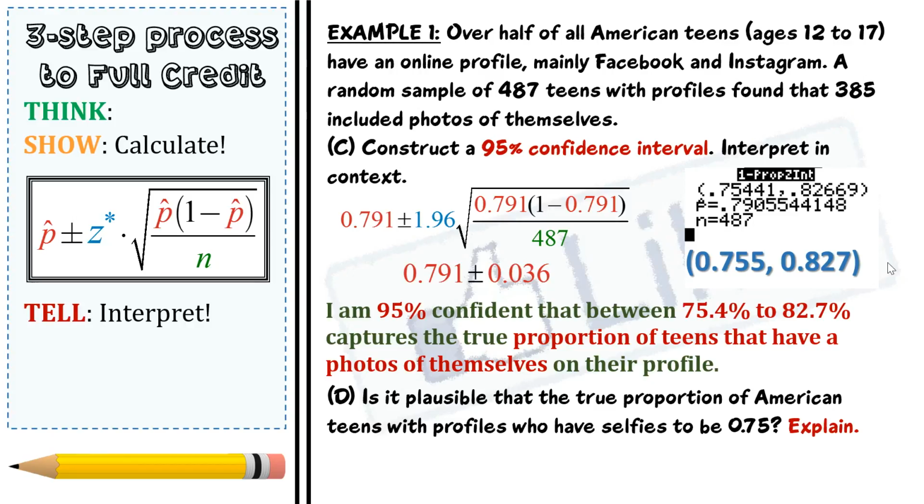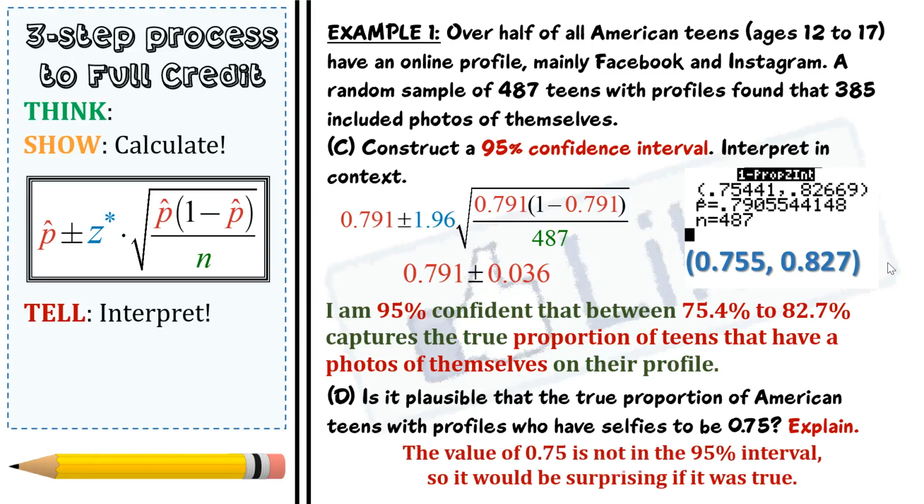So questions like this kind of come up. Is it plausible that the true proportion of teens is maybe 75%? And explain your answer. Pause the video, try to think about this question using what we just discovered in part C. Welcome back. So here's the thing. Notice your interval. The smallest part is 0.755.